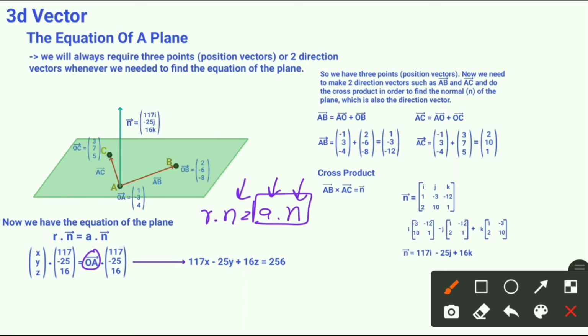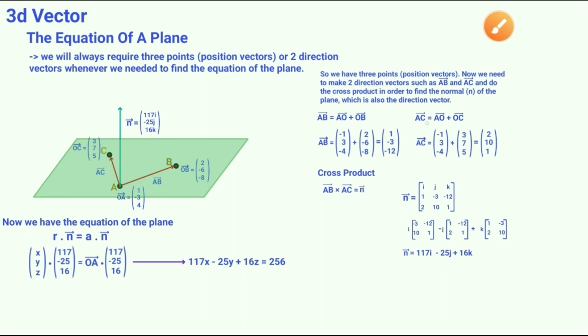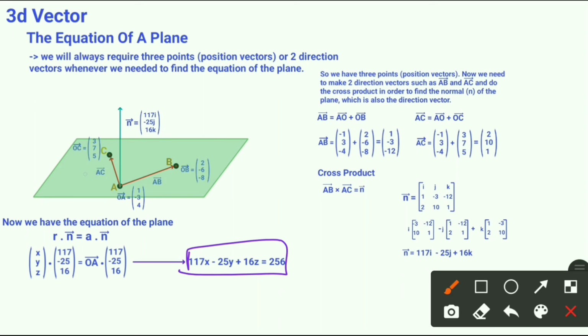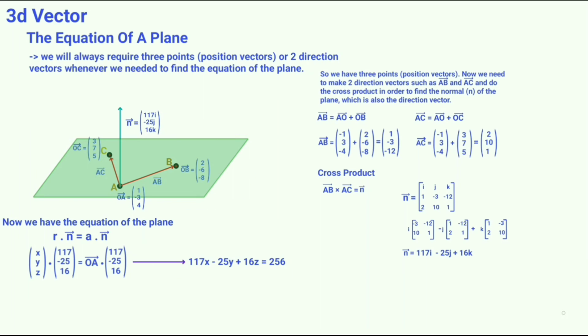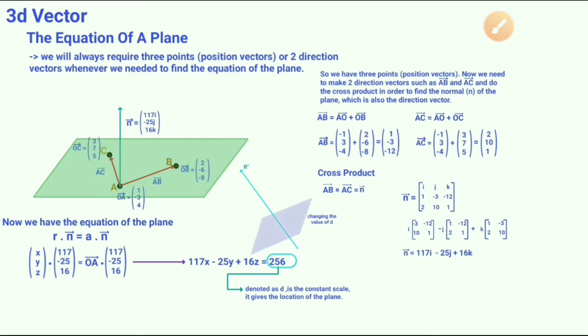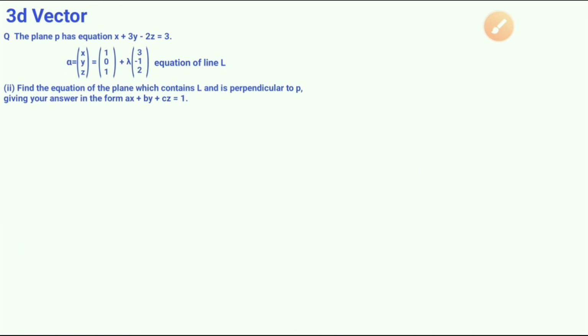Okay. And OA is a position vector. You can put any one of them, OA, OB, OC. It will give the same answer. Okay. And you got the equation of a plane, and this is the plane. Denoted as d, it is a constant scalar. It gives the location of the plane. If you change the value of d, it will move back and forth perpendicular to the normal. So this is all about the equation of a plane.